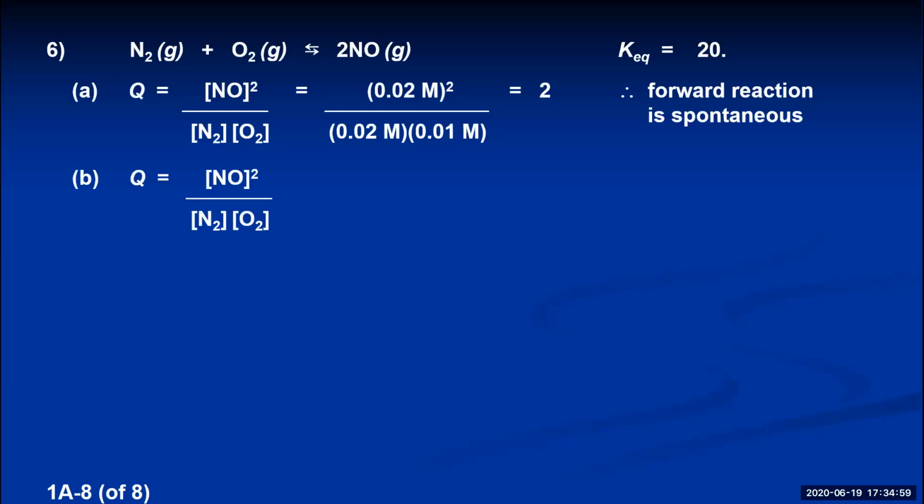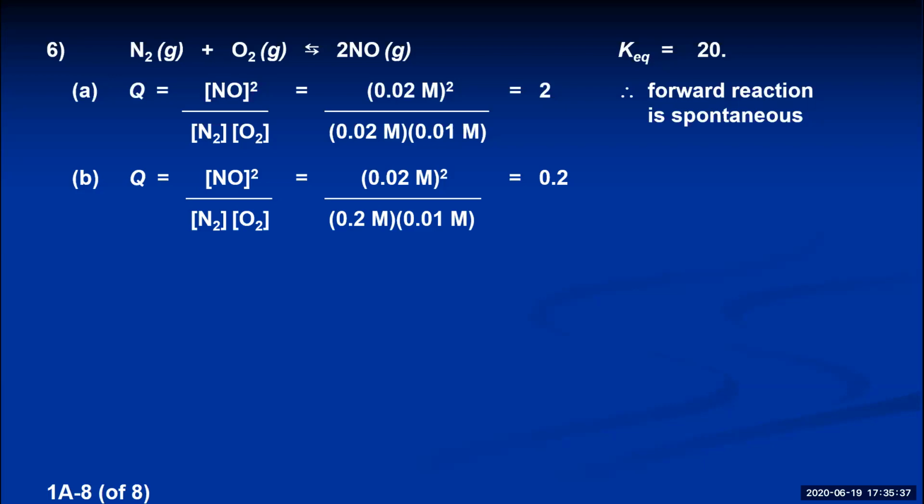In B, they gave you 0.2 moles of nitrogen, 0.01 moles of oxygen, and 0.02 moles of nitrogen monoxide. Dividing each of those by 1.0 liter will give us their 3 molarities. The molarities come out 0.02 molar for the NO, 0.2 molar for the N2, 0.01 molar for the O2. Calculating the reaction quotient for this particular system, it comes out to be 0.2. 0.2, because it doesn't equal 20, means the reaction is not at equilibrium. Our Q value here is lower than the equilibrium constant.